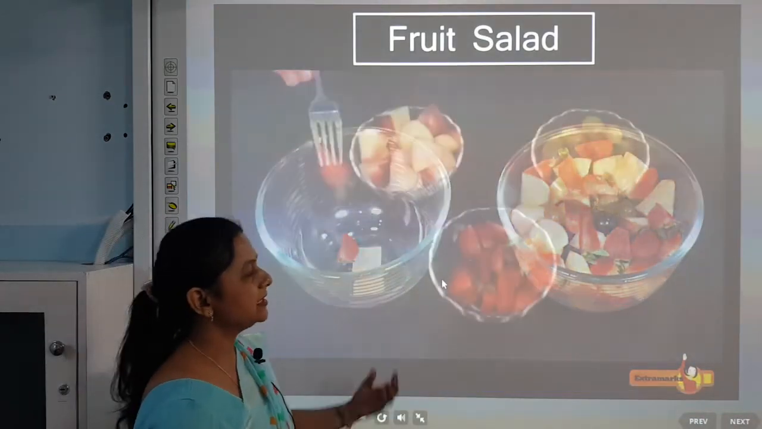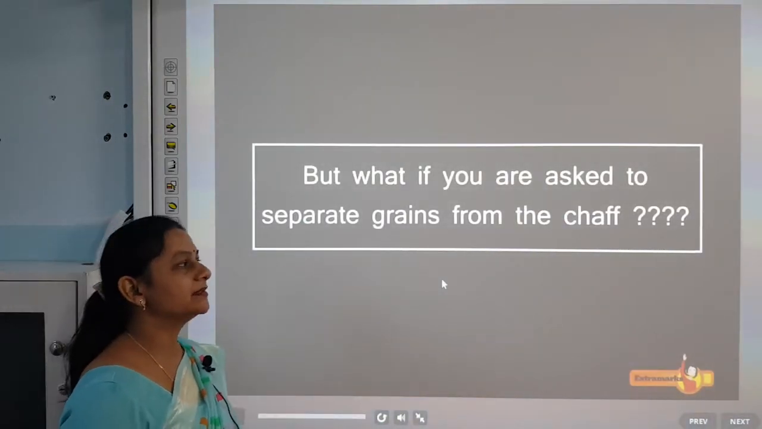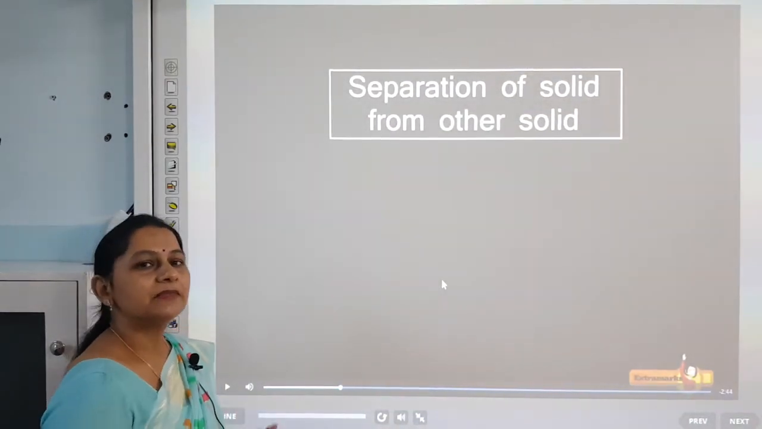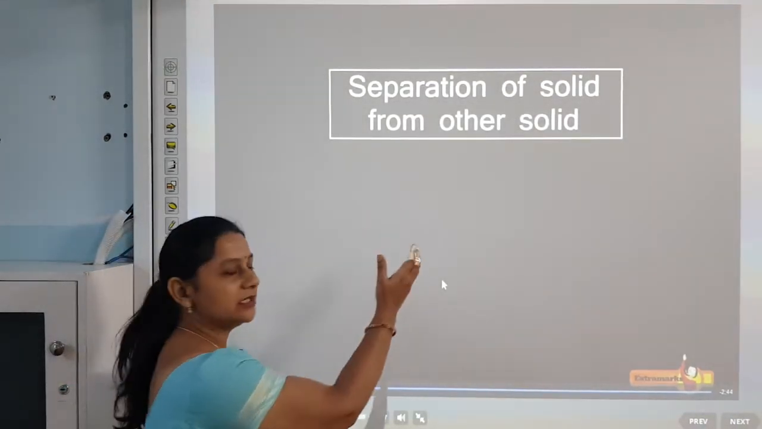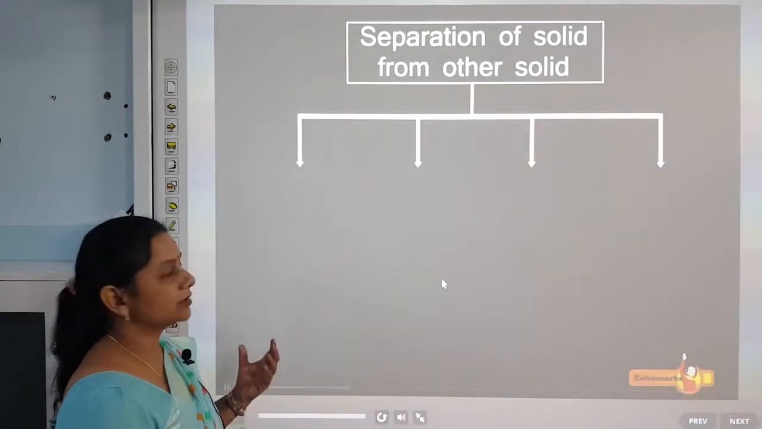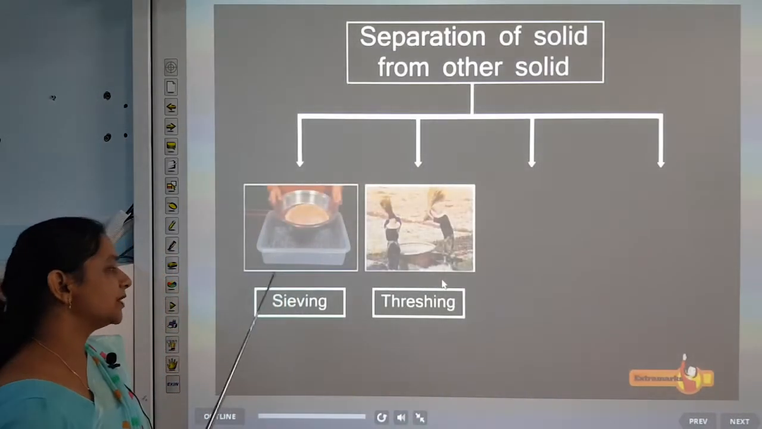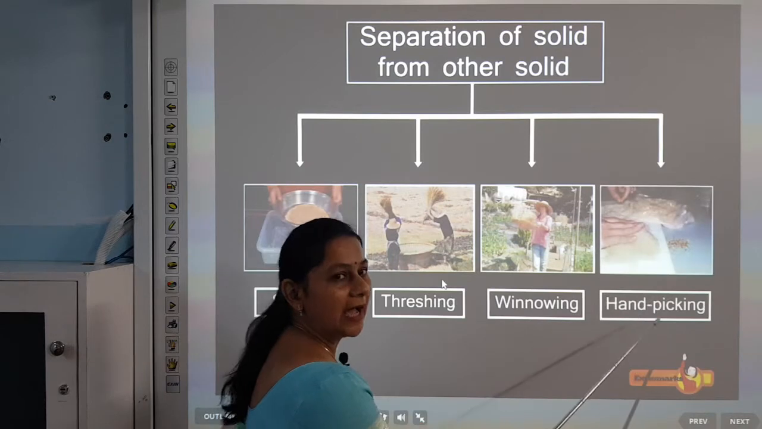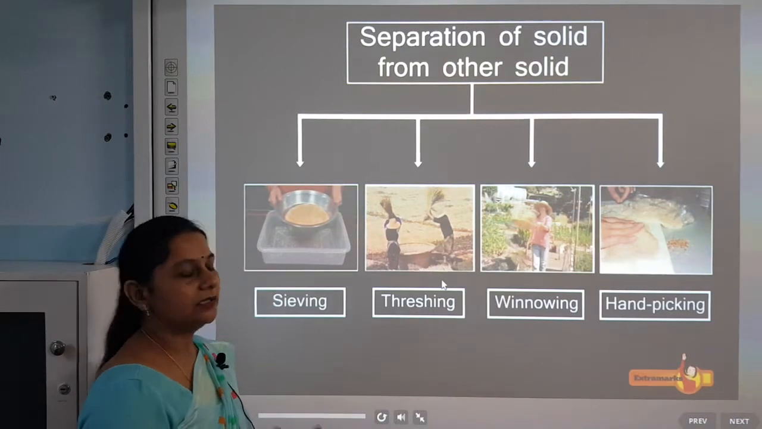See here, you can easily pick out or separate the constituents. But what if you are asked to separate the grains from chaff? You need to do it by using some different methods. Here we are going to discuss the separation of solid from other solids. There are four methods for separating solid from other solids: sieving, threshing, winnowing and hand picking. These are the methods where we can separate one solid from another solid component.